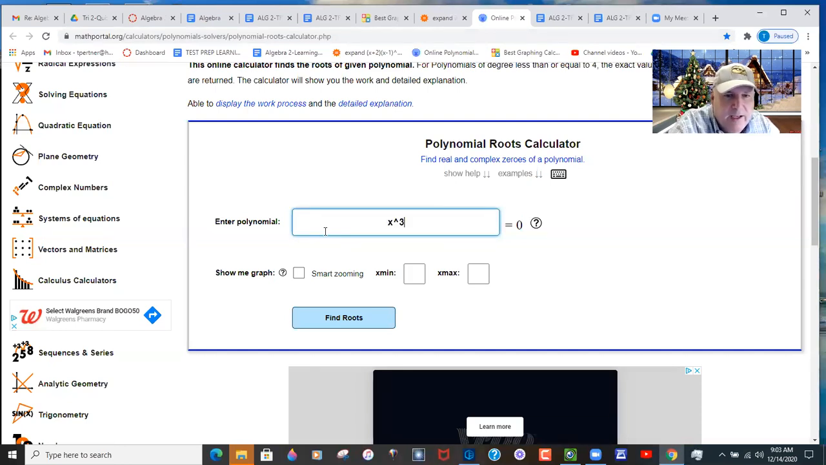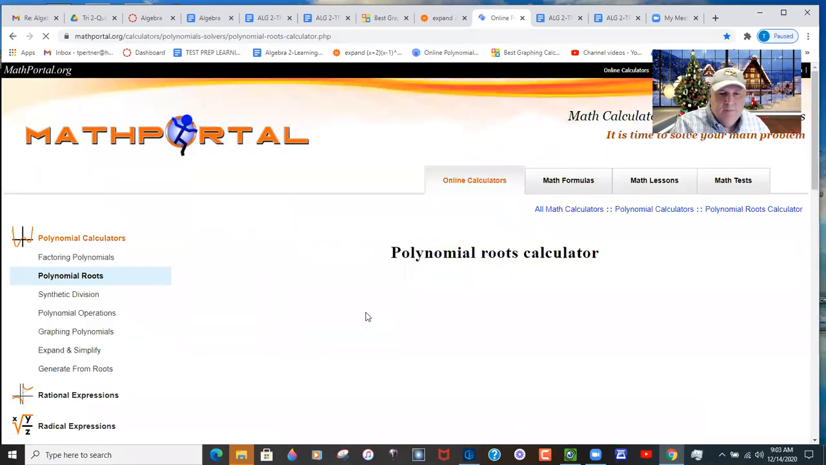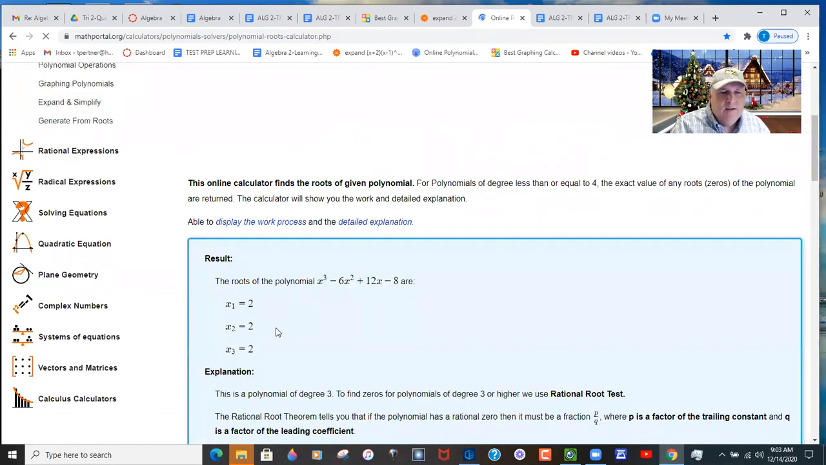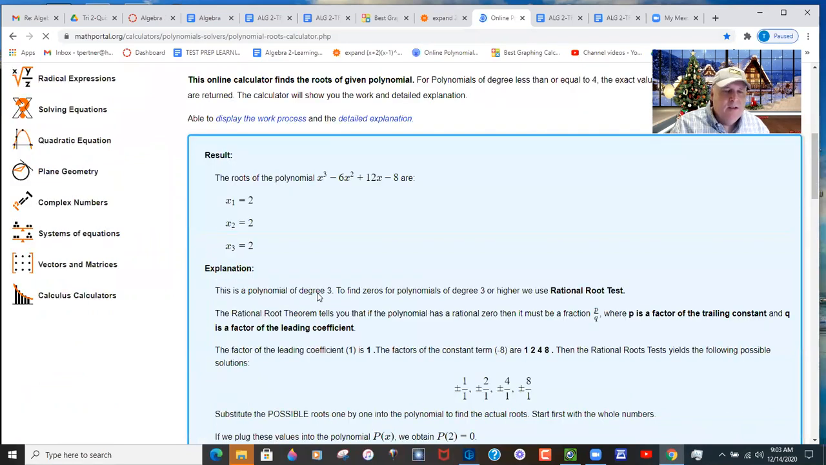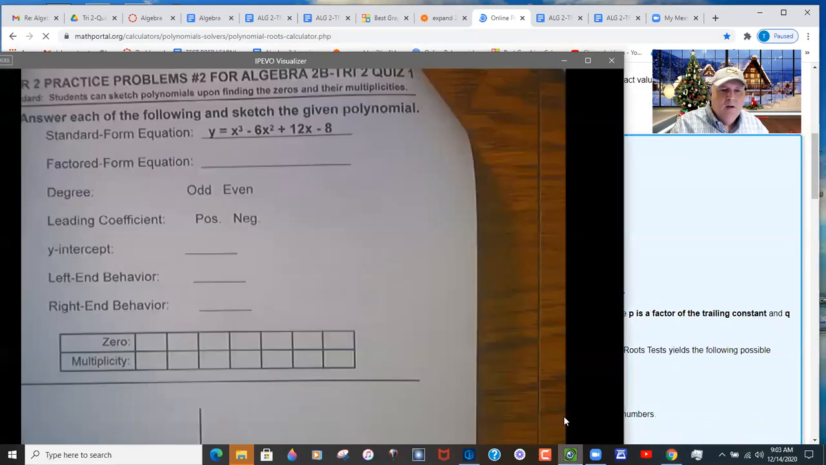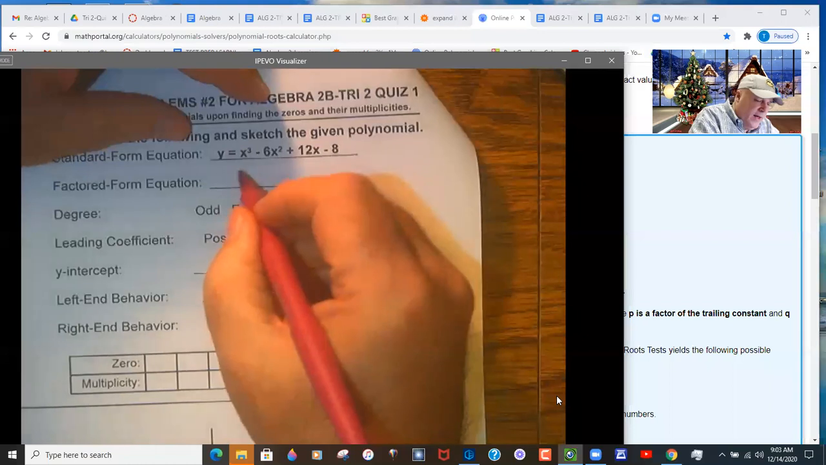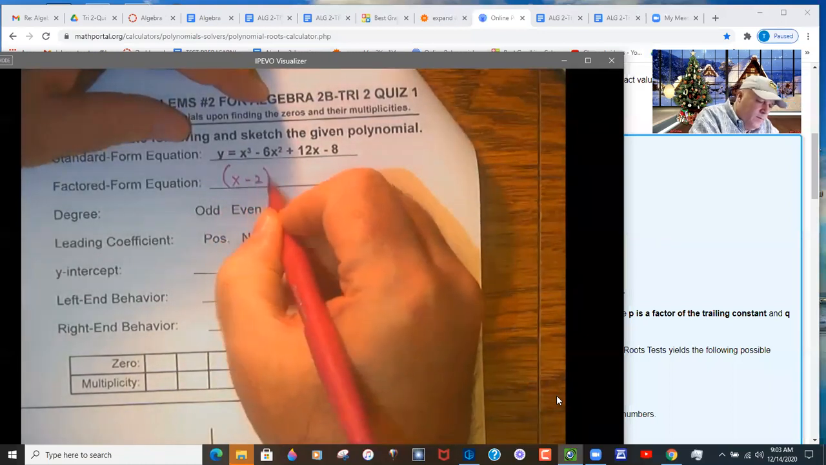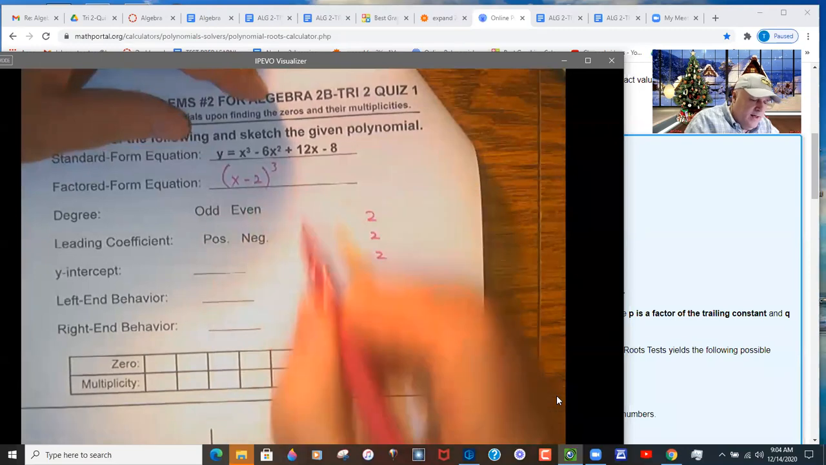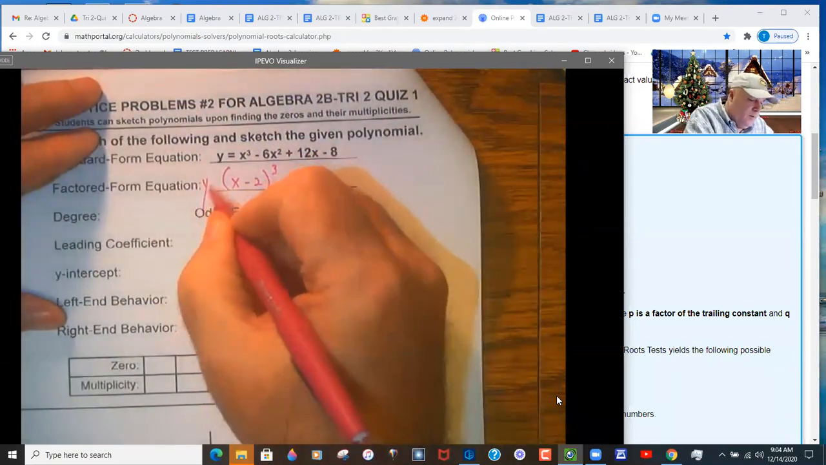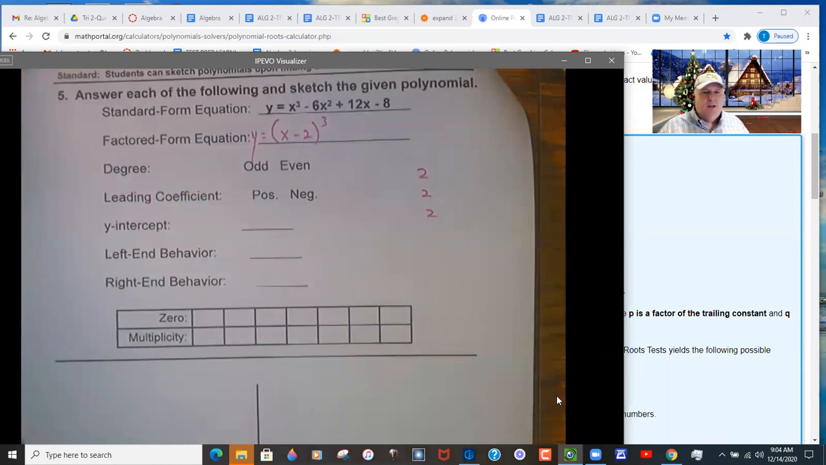x cubed, you need to use a little guy like that, minus 6x squared plus 12x minus 8. Find roots. And you see you get, under the result, 3 2's. So that means that when we do this, we have x minus 2, 3 times, which I'm going to write like that, y equals. So you can understand that it's the power.